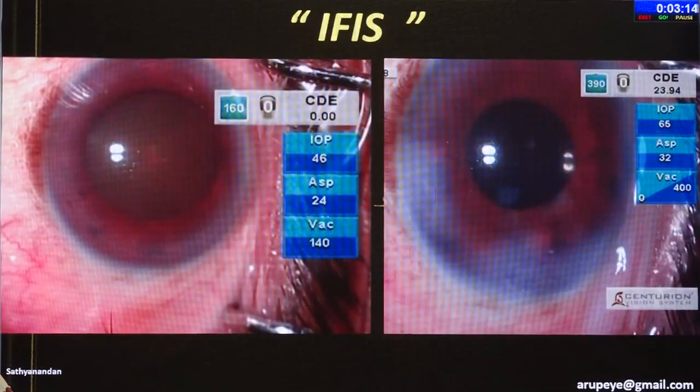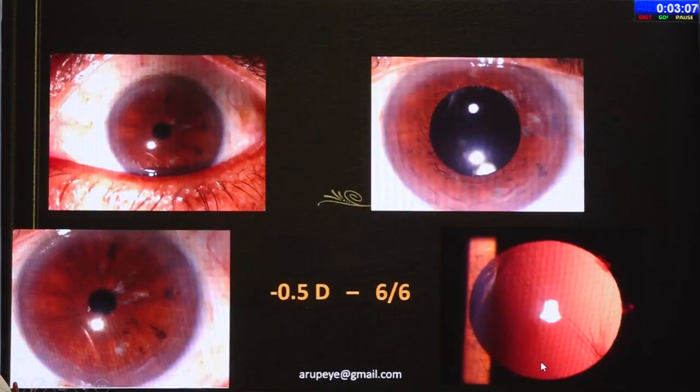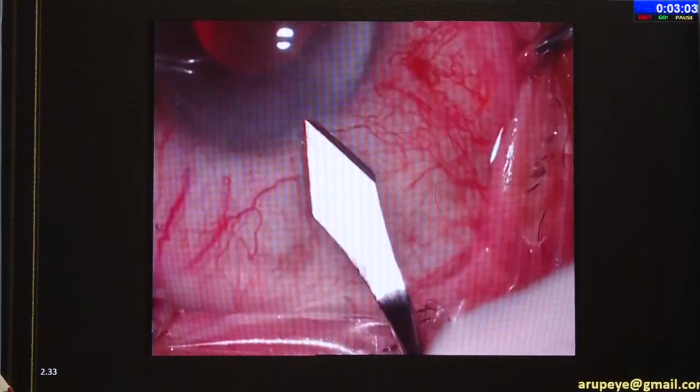So I won't show the video, but this was a case which I had who developed IFIS in spite of all these precautions, and the patient did extremely well post-operatively. In a week's time, he had a vision of 6/6. This is a video that I would like to show you.